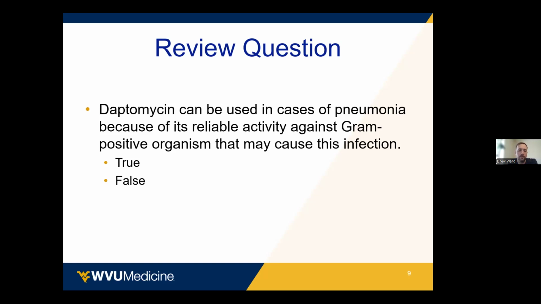Okay, so if you'll remember from a couple slides ago, if we're treating a pneumonia involving the alveolar space as a traditional pneumonia would, daptomycin would not be appropriate. Even though it does have activity against gram-positive organisms that may cause this infection, such as Staphylococcus aureus or a few different strep species, because of that inactivation, it's often associated with treatment failure in cases of pneumonia.